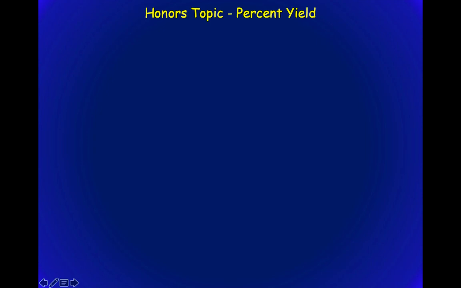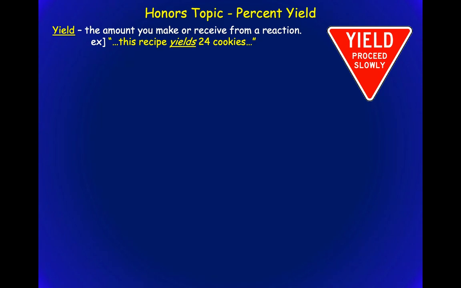Okay, everybody. Today we're going to talk about something called percent yield. And again, when we talk about yield in general, we talk about how much of something you can make. So if we add this to our study on chemical reactions, yield is basically the amount you make or receive from a reaction.